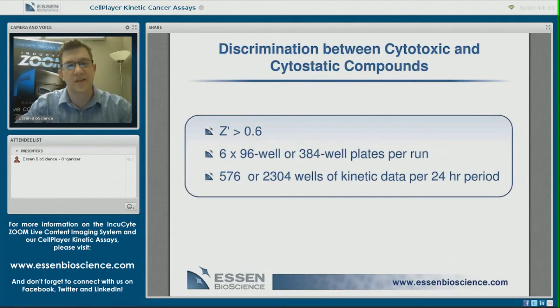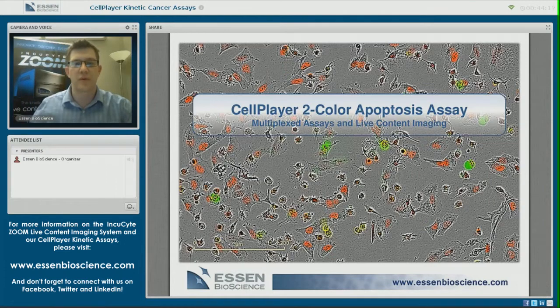Our statistical analysis of this assay has revealed that we get a Z-prime factor of over 0.6, so it's sufficient for screening protocols if that's of interest to you. And we can do this in as many as 6 384 well plates at a time, giving you 2,300 wells of kinetic data per 24-hour period.